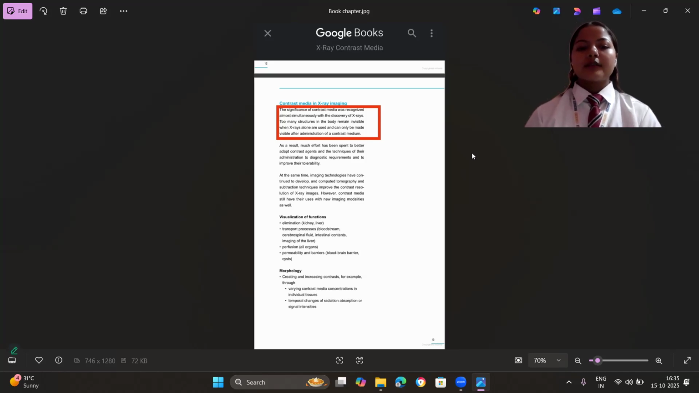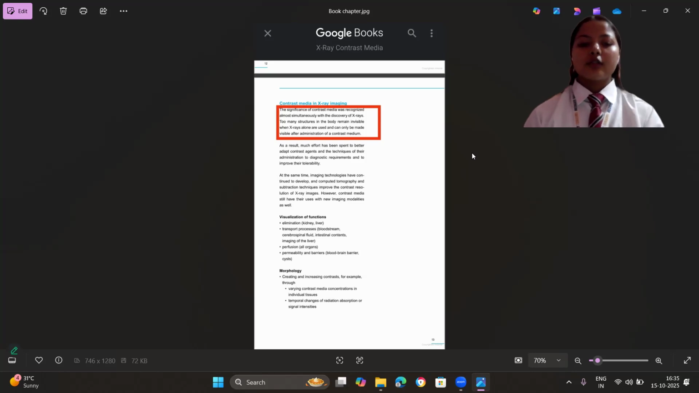With the advancement of imaging technologies such as computed tomography and digital subtraction techniques, the clarity and contrast resolution of X-ray images have become even better. But even with this technological development, contrast media continue to play a vital role in modern imaging. They are still used widely in combination with these newer modalities to enhance the image quality.